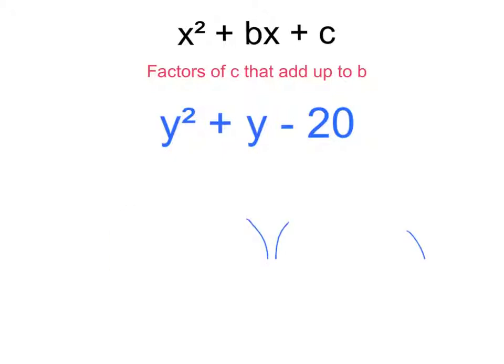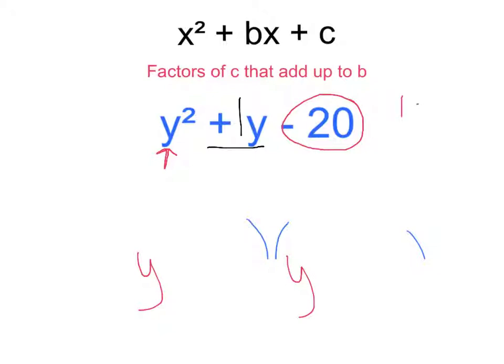So, I know that my answer will be 2 binomials, and the first terms in each binomial will be the 2 variables that, when you multiply together, give you y squared, and that is simply y times y. Now, to get my numbers, I have to find factors of negative 20 that add up to a positive 1. So, let's think about just factors of 20, and then we'll worry about the negative part.